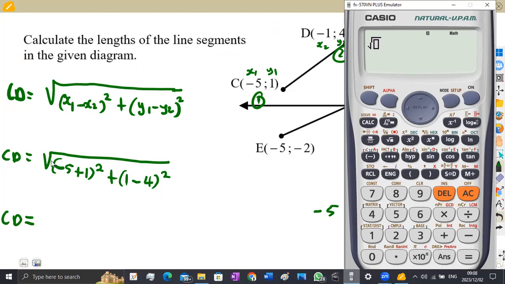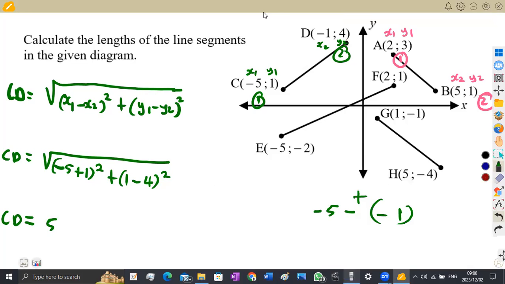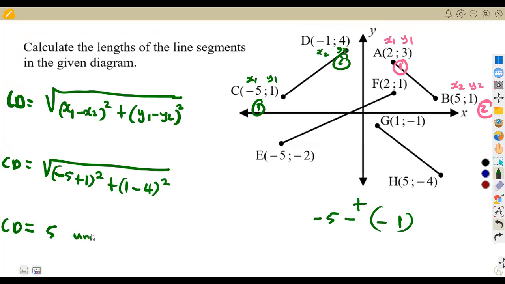All right, so you've got the square root of minus 5 plus 1 squared. So that's the negative in a bracket, minus 5 plus 1, then close the bracket, square it. Then we've got 1 minus 4, so we're going to have plus, open the bracket, that's 1 minus 4. Then you square the bracket, and this is going to give us a 5. So this gives us the exact value, which is 5 units. So that is the length of the line segment CD.